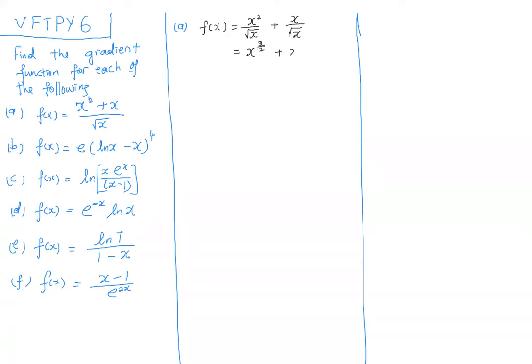Good. So you are used to it already, you see? So then we use simple rule. Can you give me 3 over 2 x to the power of 1 over 2. Good. Plus 1 over 2 x to the power of negative 1 over 2. Yes, you are right. You see?